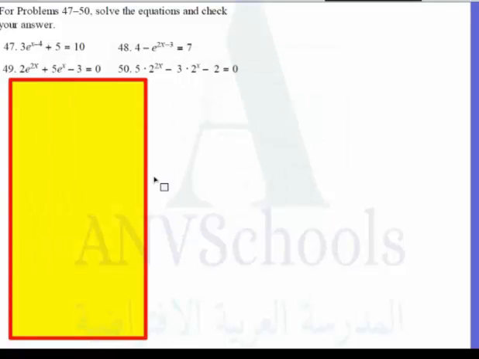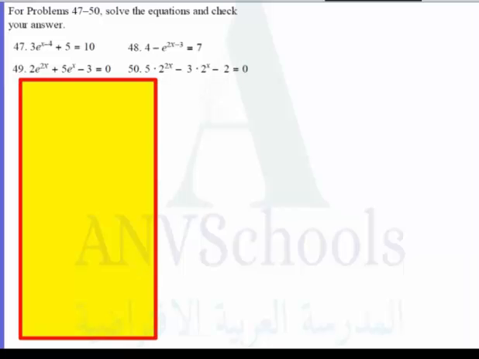Now let us do the last set of problems, and this is problem 47 to 50. Solve the equations and check your answer. Okay, so let's do number 47 first. Number 47 is 3. So this is number 47.